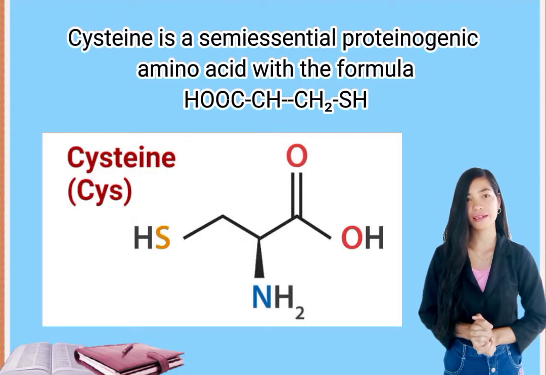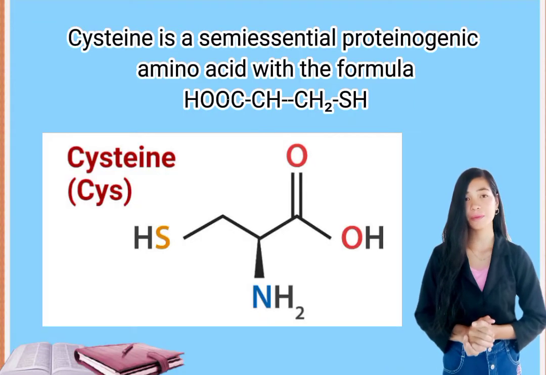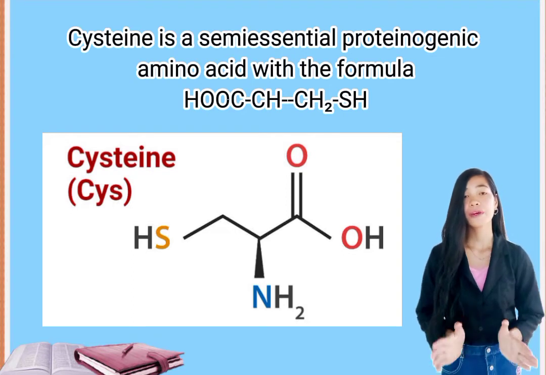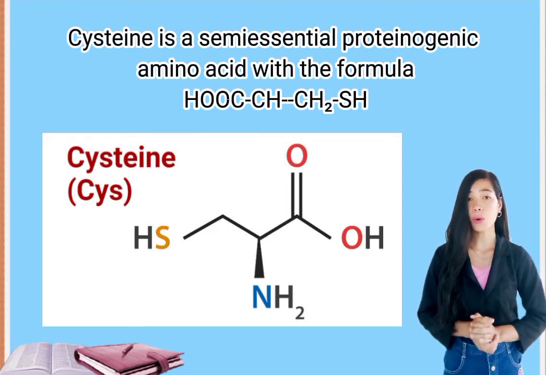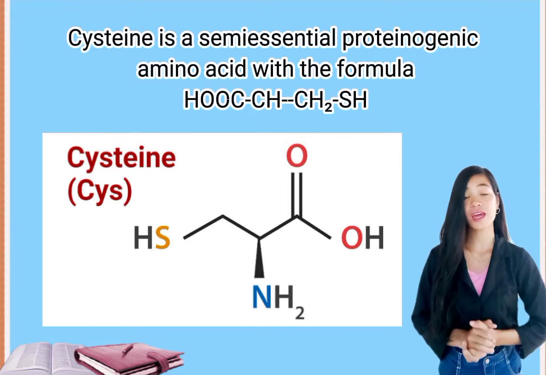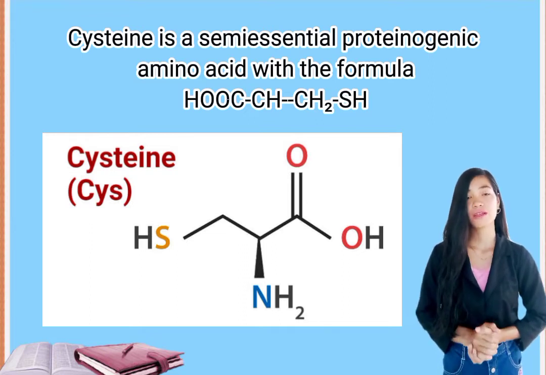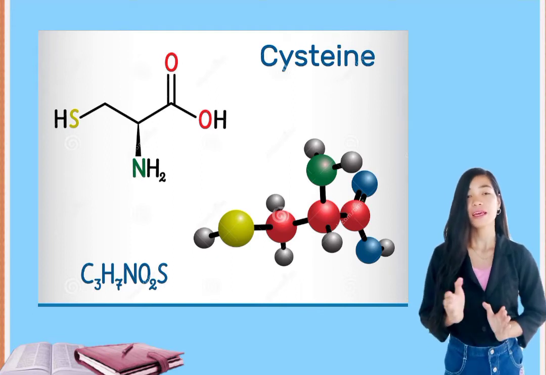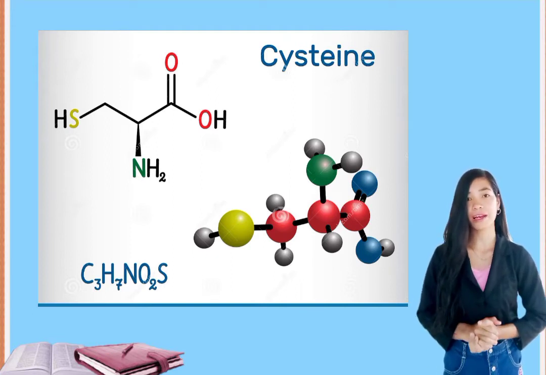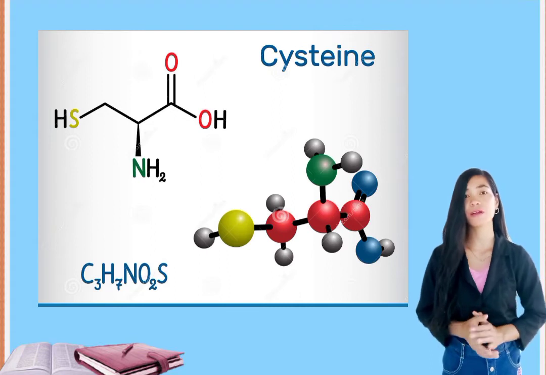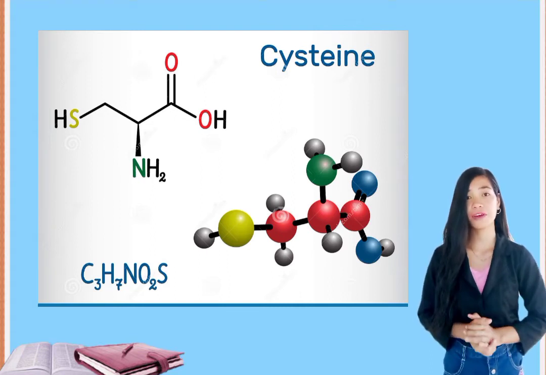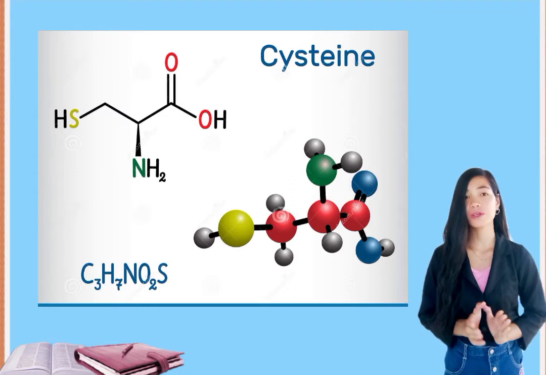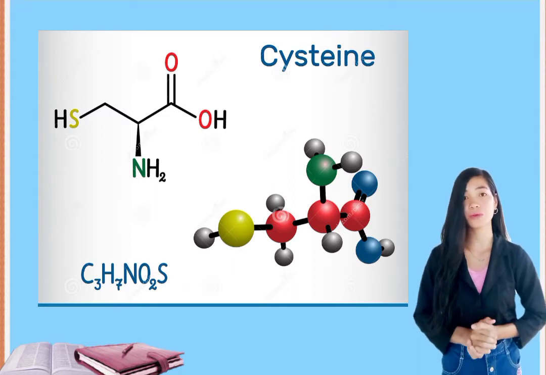Next is cysteine. Cysteine is a semi-essential proteinogenic amino acid with a formula of HOOC-CH(NH2)-CH2-SH. The thiol side chain in cysteine often participates in enzymatic reactions as a nucleophile. The thiol is susceptible to oxidation to give the disulfide derivative cystine, which serves an important structural role in many proteins. Next is asparagine.